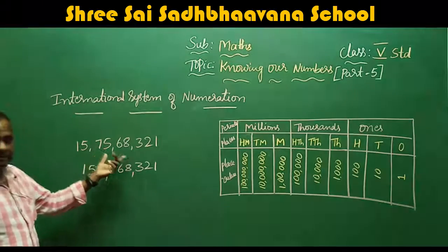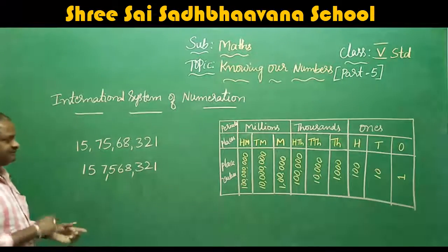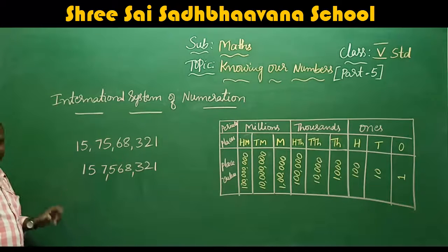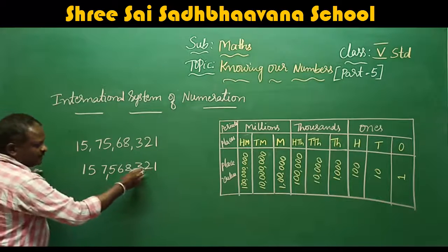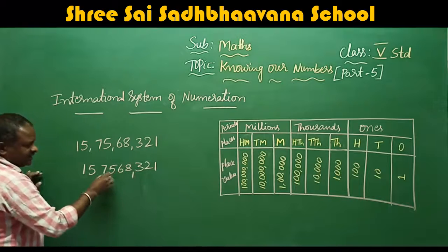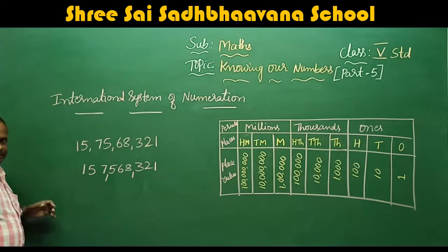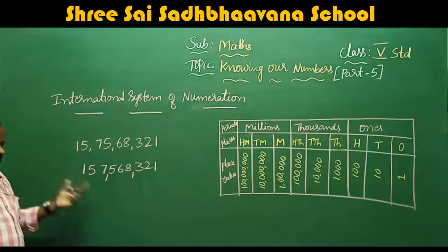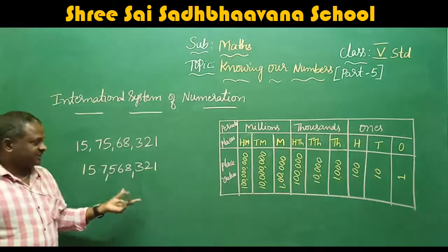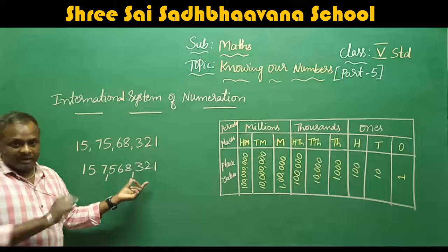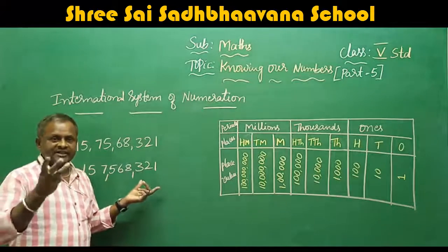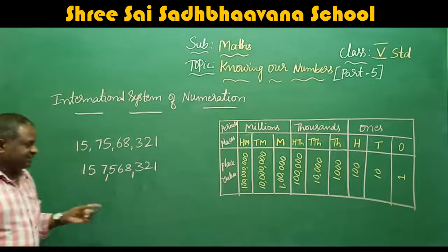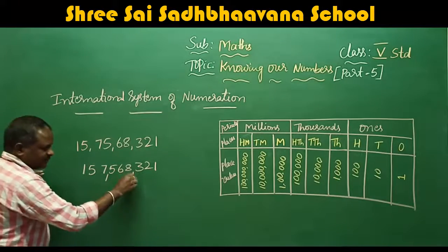When we write the same number in the international system, first 1, 2, 3, comma, next 3 places, next 3 places. In the Indian system it was first 3 places, then 2 places, 2 places, like that. But here in the international system of numeration, we mark the commas for every 3 digits. Every 3 digits, first for the 1000 place.